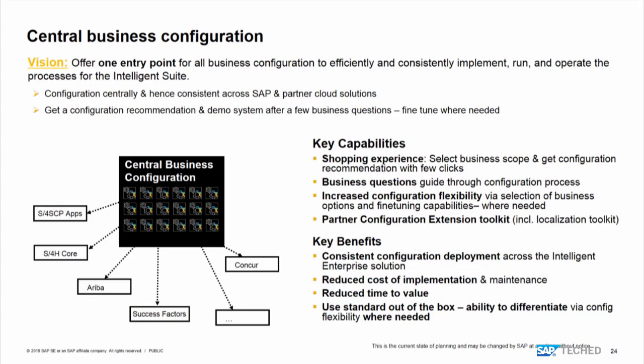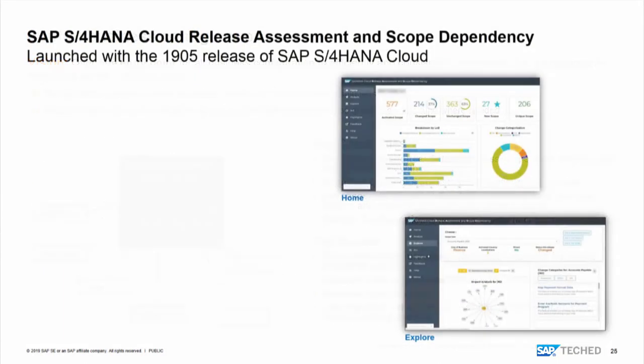Now, it's a preview. I'm showing you this, but we are really looking into having this new central business configuration next year by 1911. When I mention 1911, that's the release schedule. 19 is for the year, the 11 is the month. So 2019, 11, that's November, 1911. We will start piloting this, and we're expecting that we will have the central business configuration as an option to configure systems by next year.